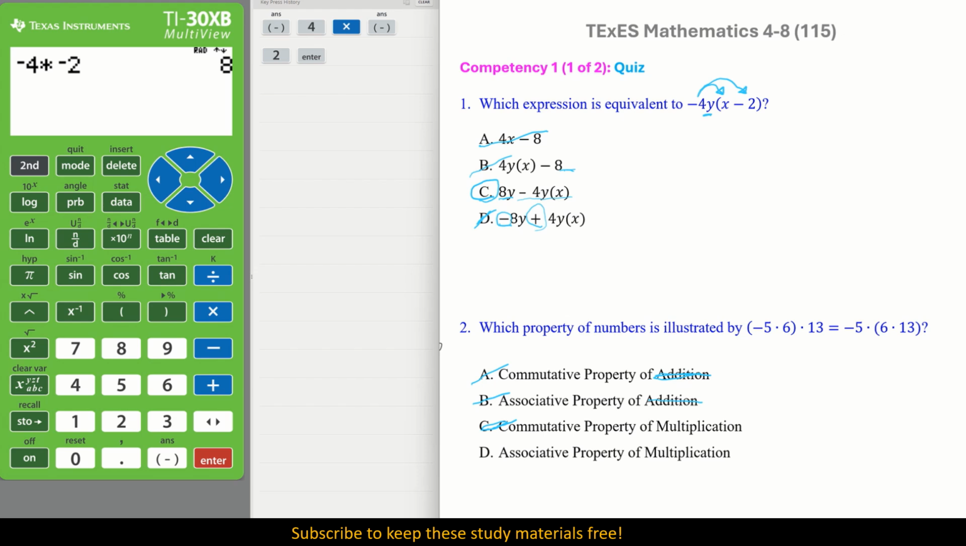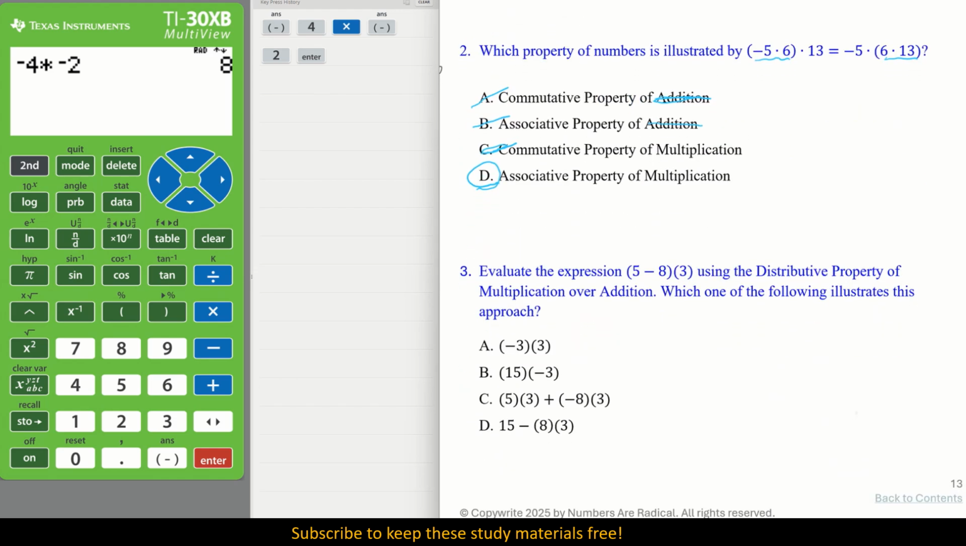Now let's double check D. Associative means you do one thing first, and then on one side and on the other side, you do something else first. Well, yeah, that's demonstrated or illustrated with the parentheses. They simply move the parentheses. So yes, we can say option D is valid. Okay, let's go to number 3.